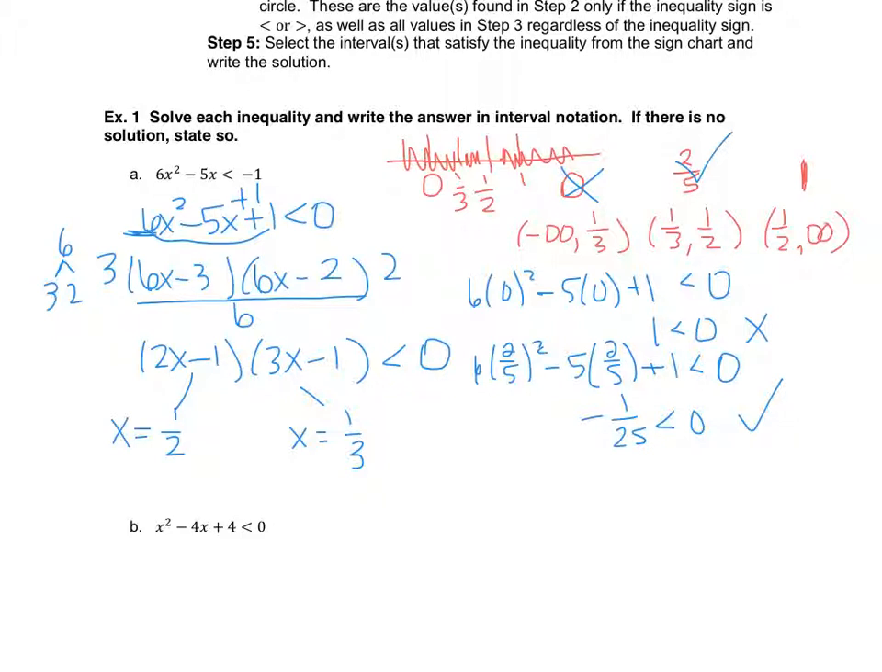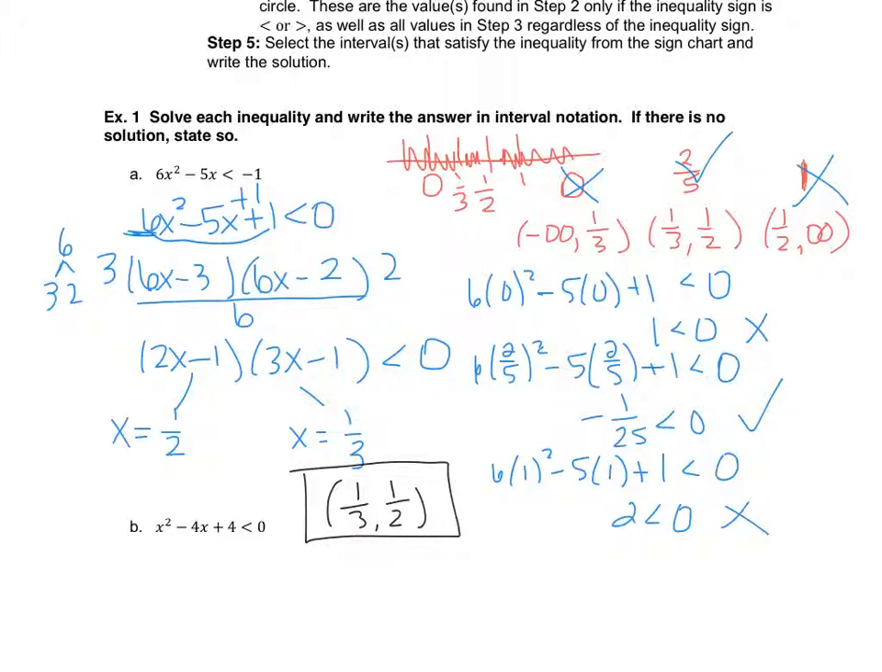Now we're going to test 1. So 6 times 1 squared minus 5 times 1 plus 1 is less than 0. So I've got 6 minus 5 plus 1, 2 is less than 0. Is that true or false? False. So when I'm writing my solutions, you want to be really careful and make sure that you are only writing the solutions that work. So for this, my solution is anything between 1/3 and 1/2. And that is the solution.